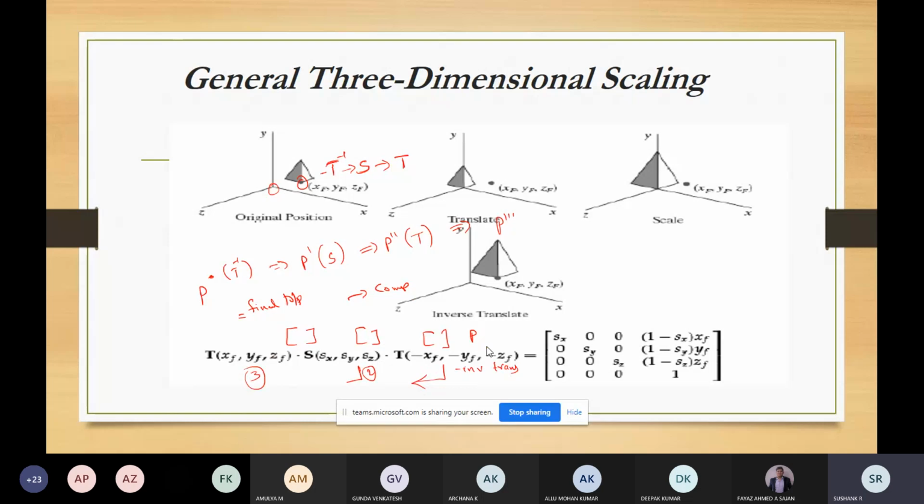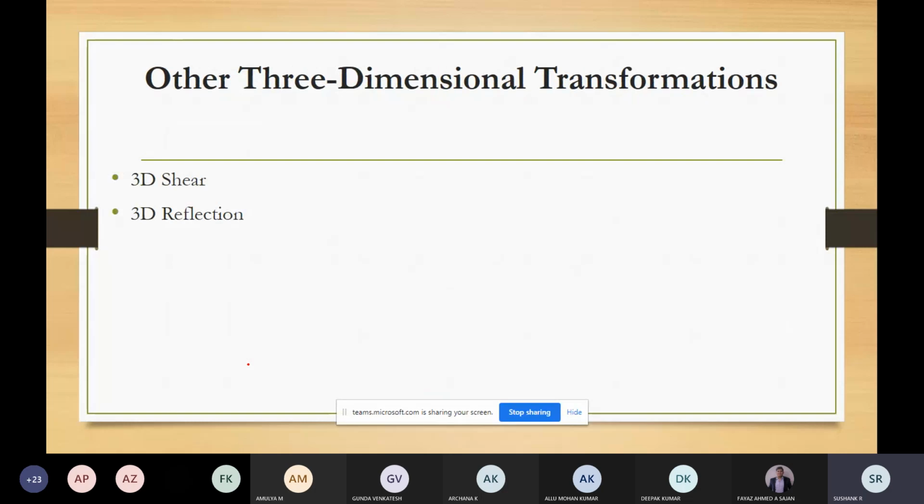So the rightmost term in the matrix product will always be the first transformation that will be applied on the object, and the leftmost term will always be the last transformation. So first I performed inverse translation, then I performed scaling, and then I performed the translation. So this you can remember. So this is regarding the composite three-dimensional transformation.